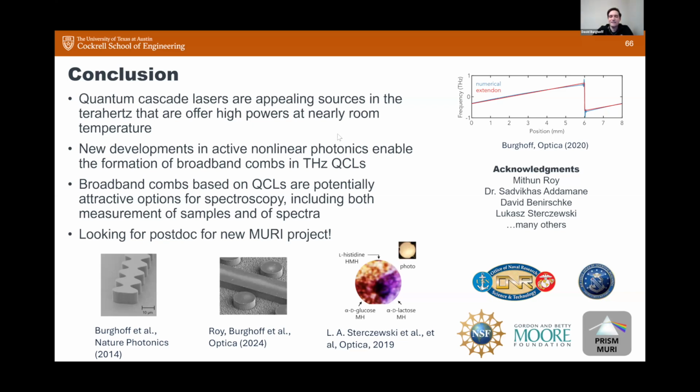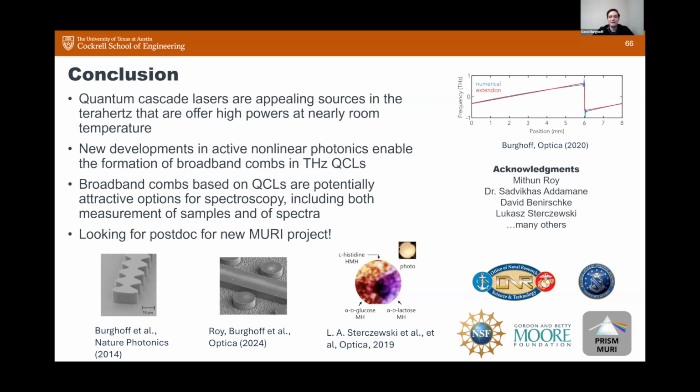There's one group that has demonstrated that, also Jérôme Faist's group. They also work on these combs. I didn't show too many other results. I showed the very broadband result, but they use a vacuum FTIR, and so they always have very, very nice spectra.